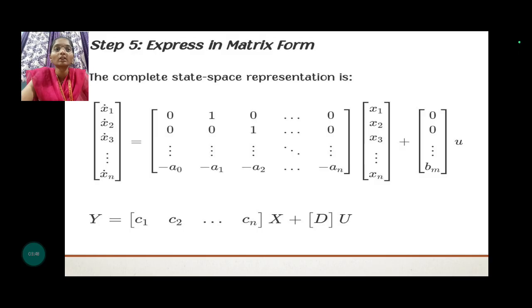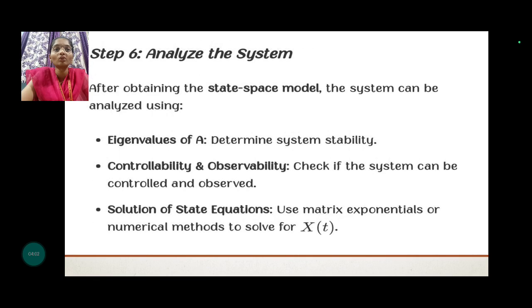Step 5: express in matrix form. The complete state space representation is as shown in the figure. Finally we get the output as y is equal to [c1 c2 and so on up to cn] into x plus D into u.